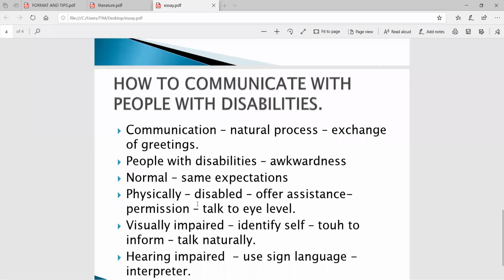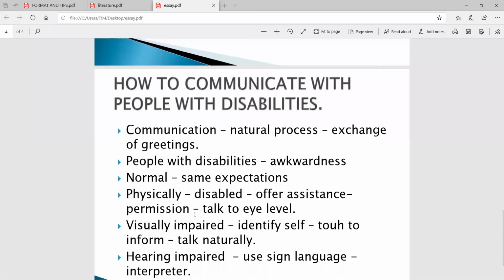Okay, they need help. Offer assistance means they need help, right? If you see anyone on a wheelchair and you see that they are struggling, you should offer your assistance sincerely. If they say no, I can handle, you shouldn't insist, right? If they refuse, we shouldn't force them. We should ask permission.